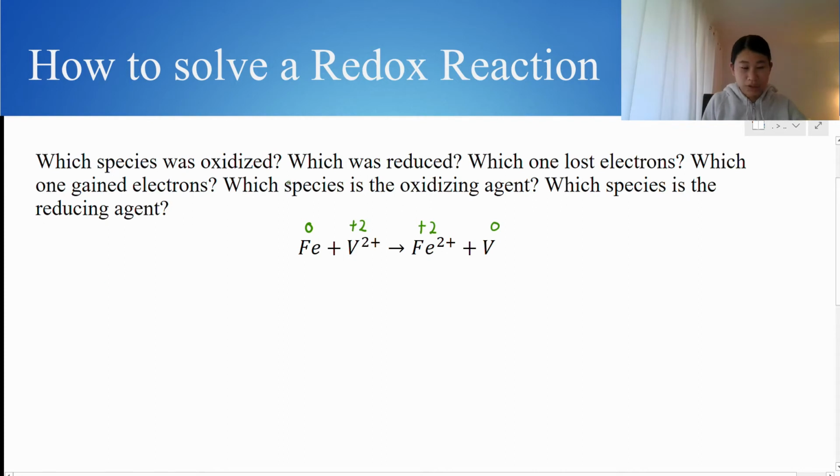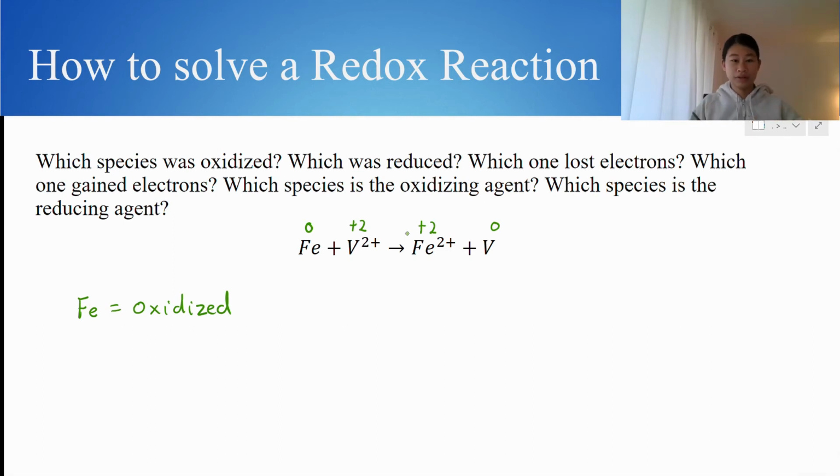And so which species was oxidized? Which one lost electrons? So remember, if you lose electrons, okay, you're losing negative charge, so you're going to become more positive. So we will say that iron here has been oxidized, okay, because it did lose electrons. And we know that from the oxidation number because it became more positive. As it lost 2 negative electrons, it became more positive.